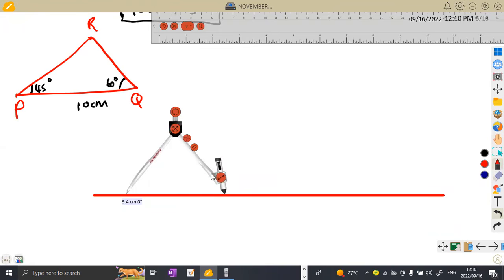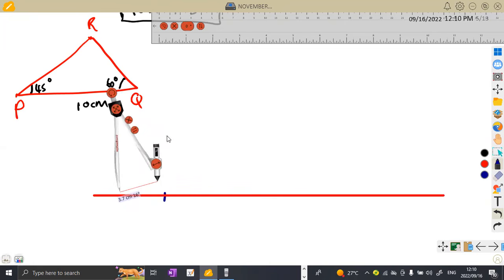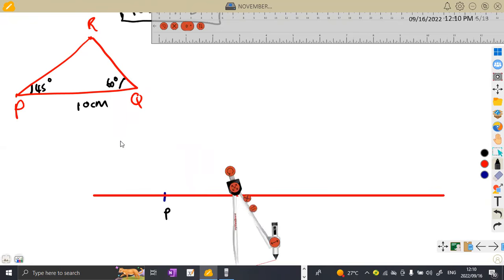So I'm just going to mark the first point to be P. This way my P is going to be located. I'm just going to mark to say, okay, this is our P here. If this is your P at this point, then what does it mean? If this is your P, from P to Q, there is what? Let us cross check here. From P to Q is 10 centimeters. So you're going to measure 10 centimeters.